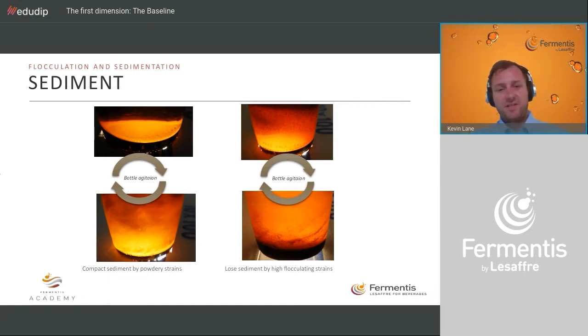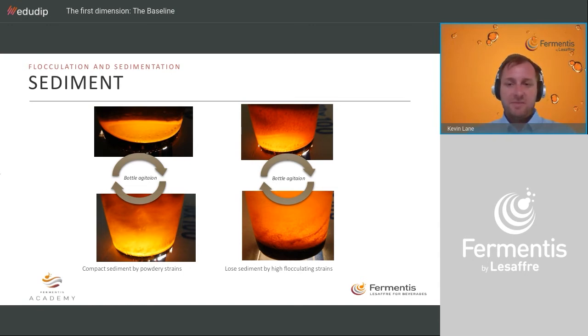Here's just a visual image. So the image on the left is a powdery yeast. Sorry, I keep saying that too fast. It forms like a powdery blanket across the bottom of the tank, or in this case, a bottle. And that is not good at flocculating. So that's sedimenting, but not flocculating.